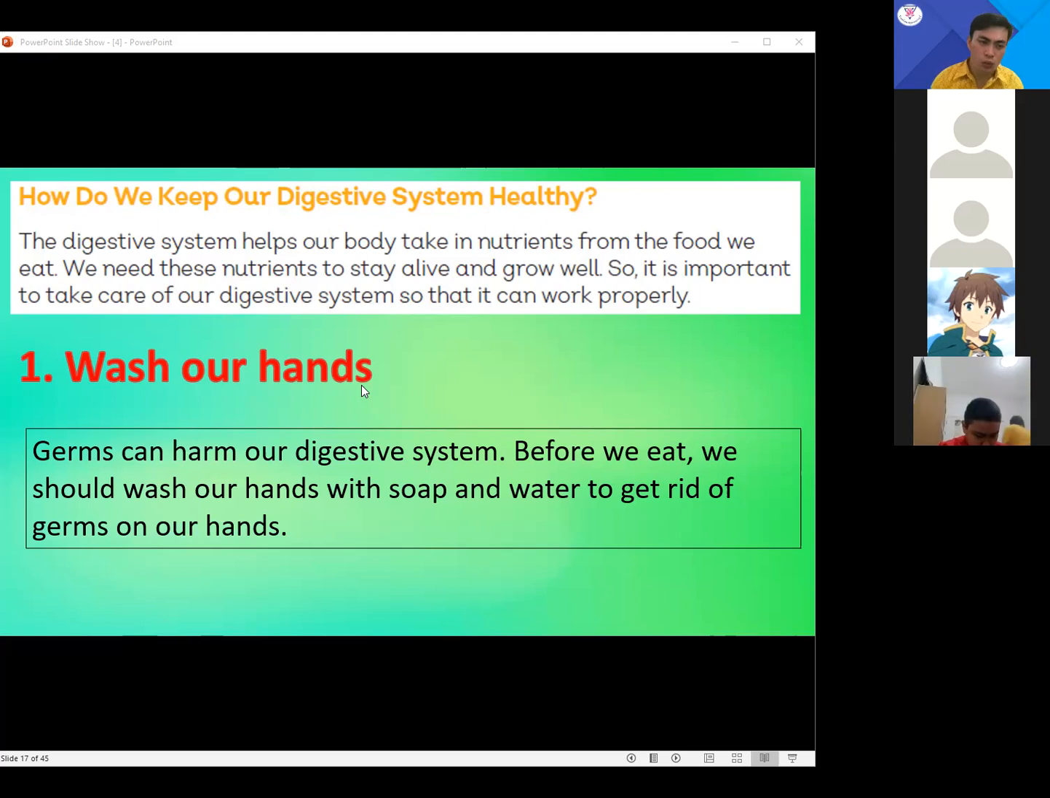The first thing here is washing our hands because germs, bacteria, and viruses we can get from our hands. If we touch money, if we touch the doorknob, we touch everything, we keep on using our hands. And sometimes the bacteria and viruses will be attached to our hands. And if we are going to eat our food without washing our hands, what will happen? Those bacteria, germs, and all of that will go together with the food in our body. And what will happen? We will become sick.